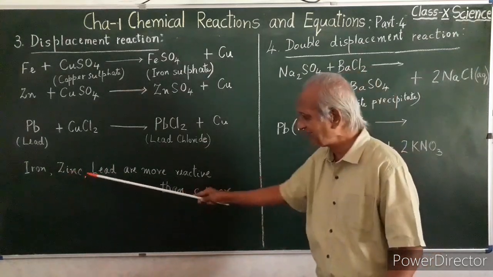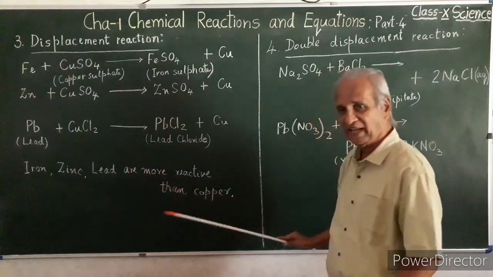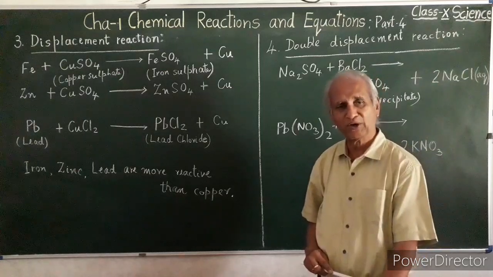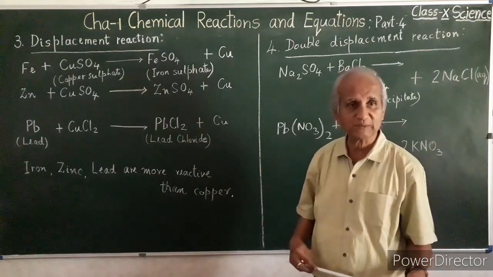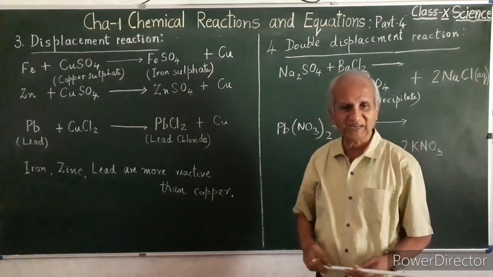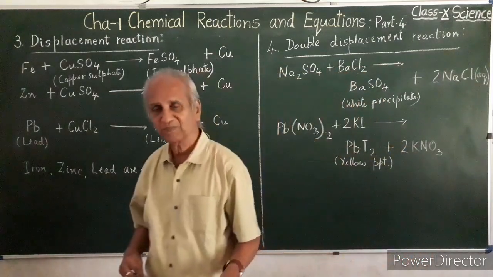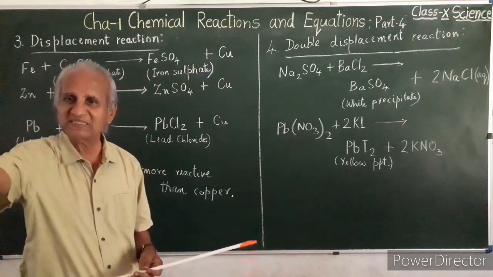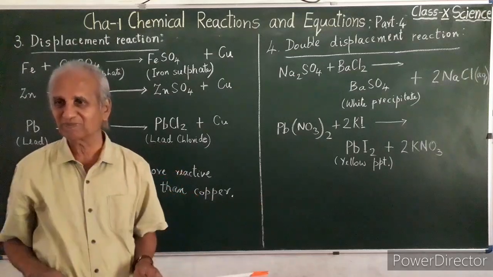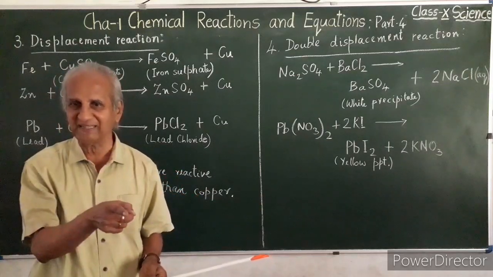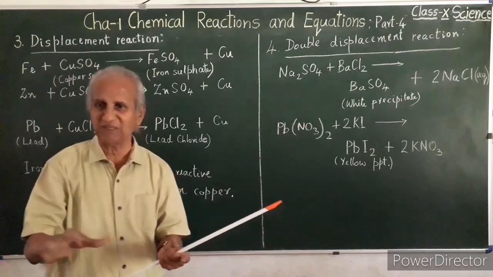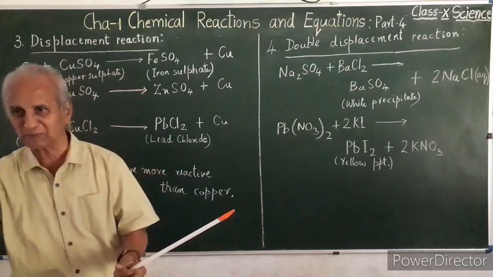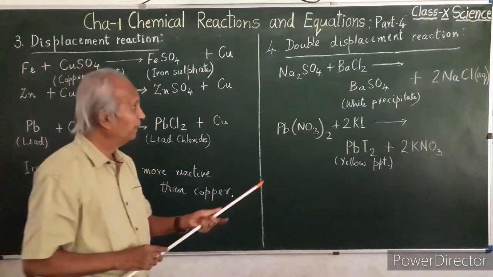So, iron, zinc and lead are more reactive than copper. Lots of chemical reactions you come across where displacement is the key aspect. Let us move to the fourth one now. Fourth kind of reaction. We learnt about displacement. Now we move one step further. Double displacement. It is not one displacement that takes place, two displacements. Among the reactants, there is one displacement here, one more displacement this way. Both ways it goes. Beautiful.